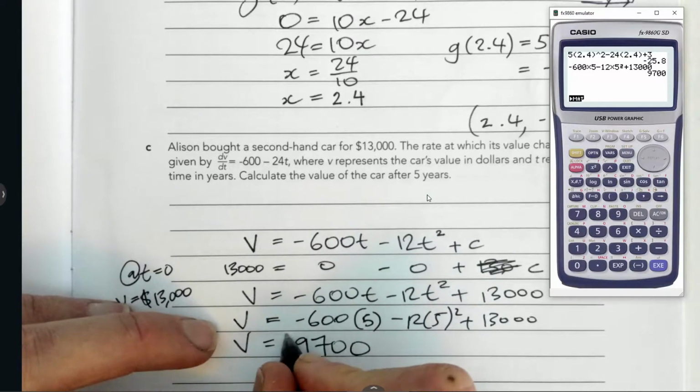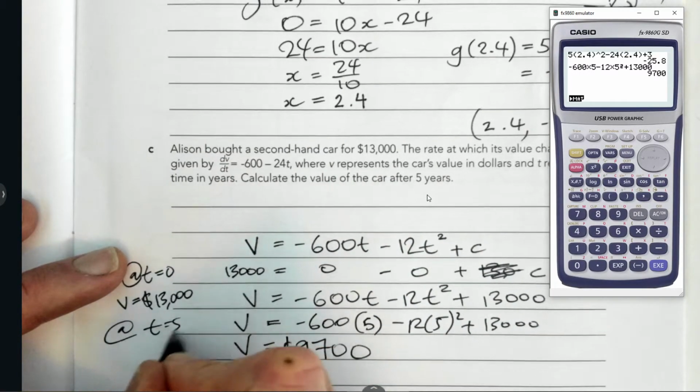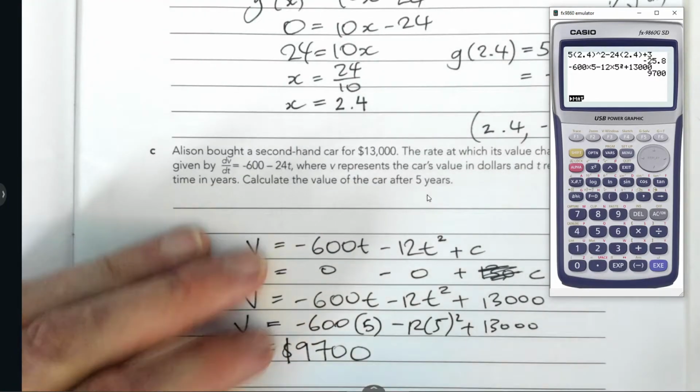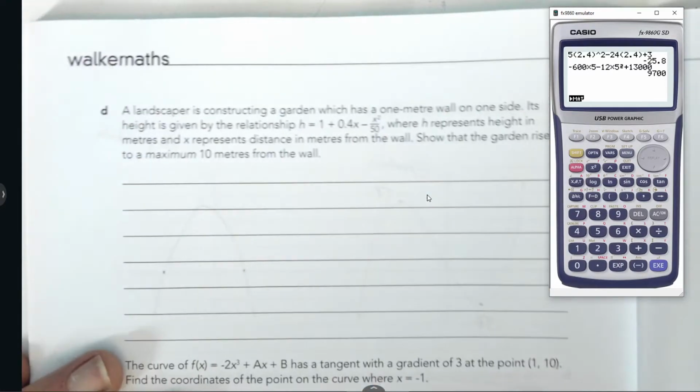Oh, no, need units. And it might be worth saying at t equals 5 here, just to make it clear what you're actually doing. Okay, moving on. We're halfway now, but the questions actually should get a bit harder.